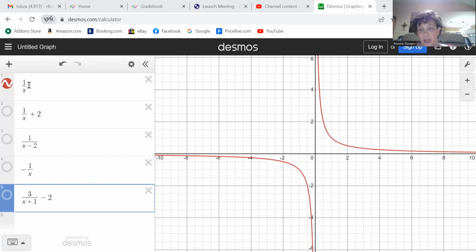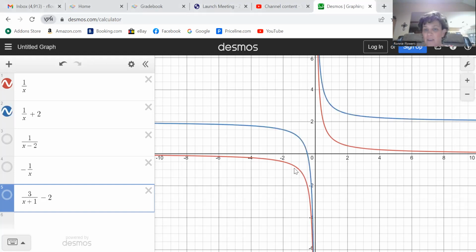Okay, now let's talk about transformations with this. All right, this +2 clearly means it went up 2. Notice what happens when I click on the graph. The red is the original, the blue is the new. Notice it went up 2. Now, there is still a vertical and a horizontal asymptote. The vertical is still the y-axis, so therefore x equals 0. The horizontal is right here, where it is y equals 2, all right?